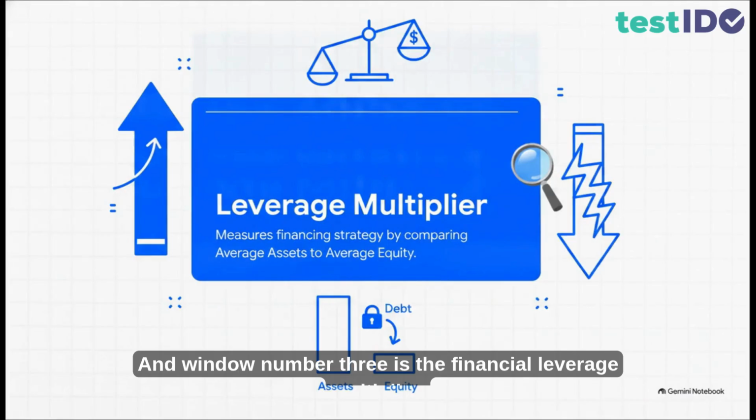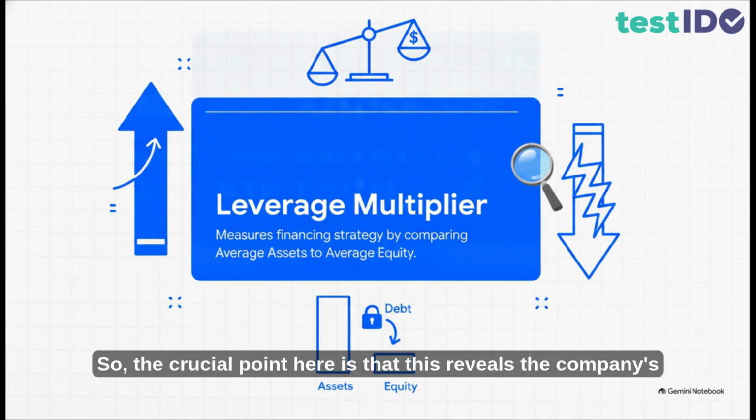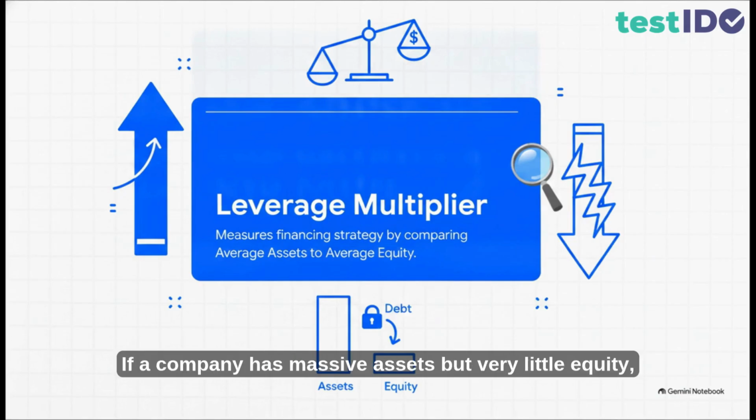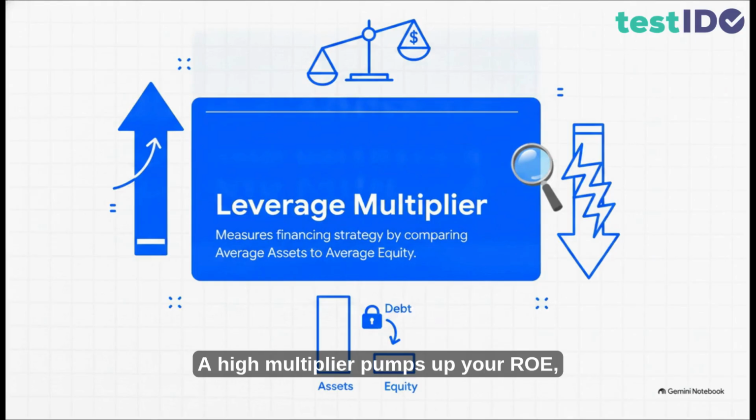And window number three is the financial leverage multiplier, which is average assets divided by average equity. So the crucial point here is that this reveals the company's hidden financing strategy. If a company has massive assets but very little equity, it means they bought all those assets with debt. A high multiplier pumps up your ROE, sure, but it also screams high financial risk. It acts a lot like financial steroids.